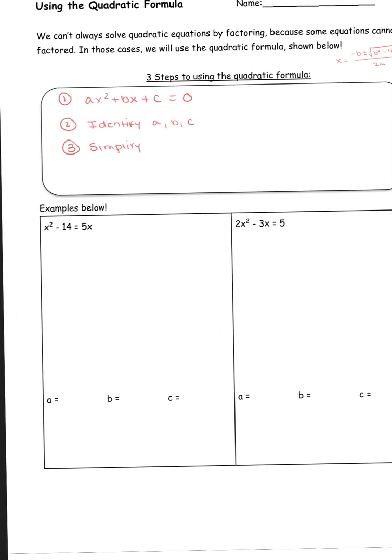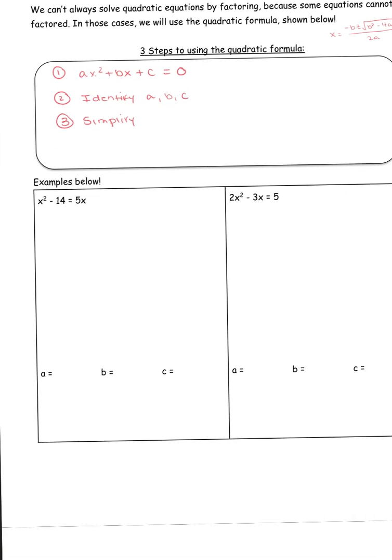All right. Looking at the first one, we have x squared minus 14 equals 5x. We can see here that it's not in standard form because we have to have it equal to 0. So in order to get it equal to 0, all we're going to do is subtract 5x from both sides. We're going to move the 5x from the right to the left. So we get x squared minus 5x minus 14 equals 0. Identify our a as 1, our b as negative 5, and our c as negative 14.